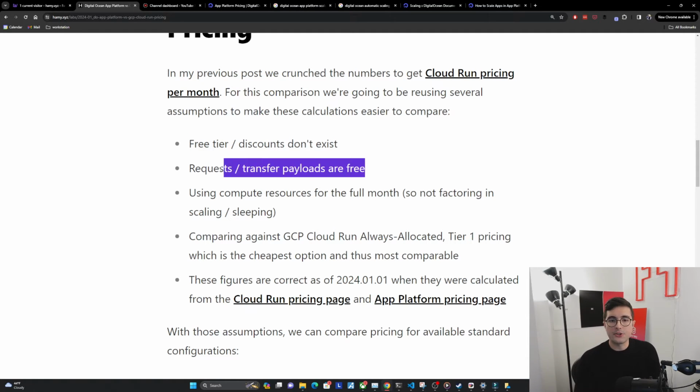The next is we're going to assume requests and transfer payloads are free. This is basically never the case, but this would be a lot more complicated and is a lot more dependent on the specific workload you're doing. So we're just going to leave it alone for now.